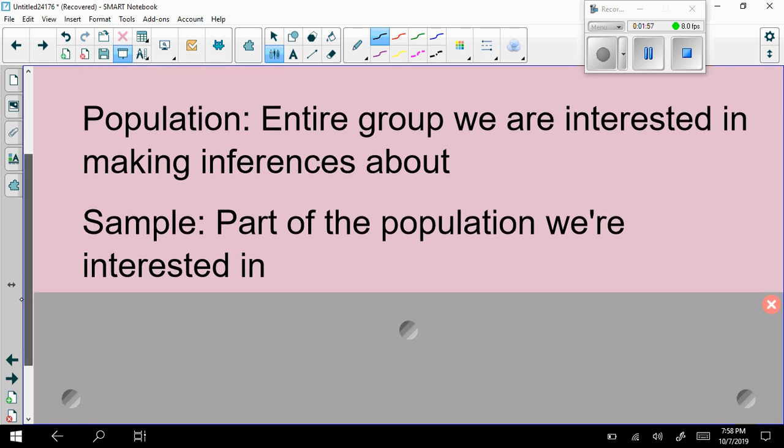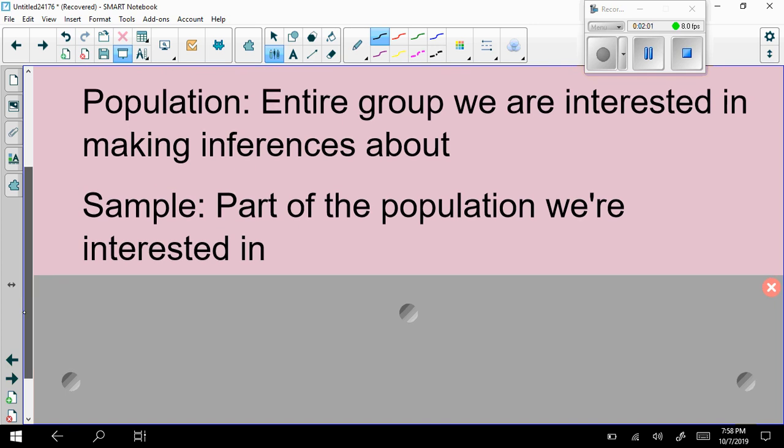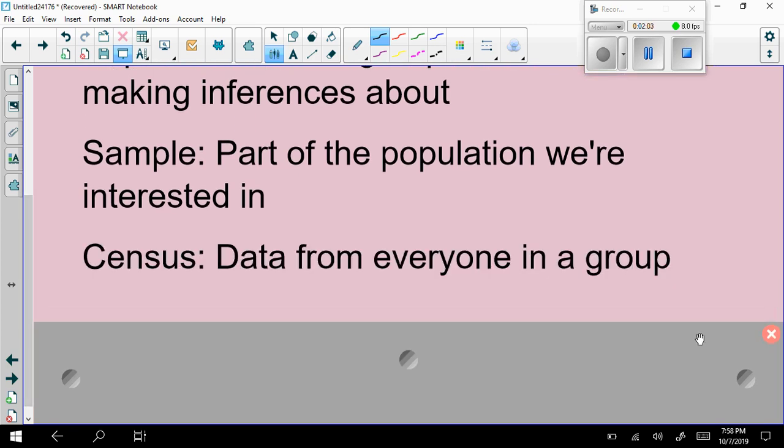Now, there is a time that we do ask the entire population, and that is the census. So, for example, the U.S. Census, it goes to everybody. Now, obviously, not everyone responds, but the idea is that when we take a census, we are collecting data from every single person.